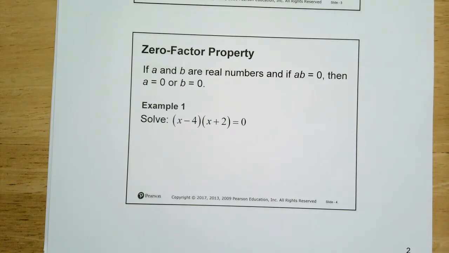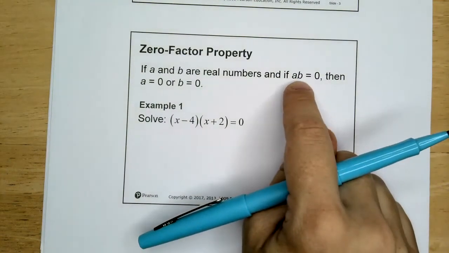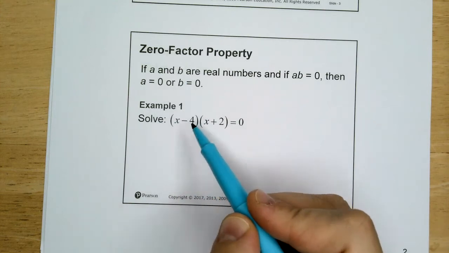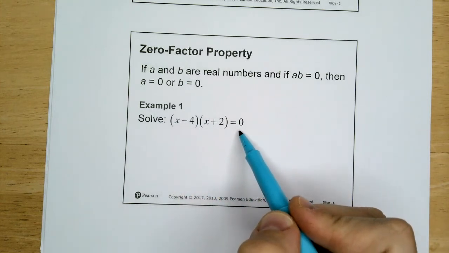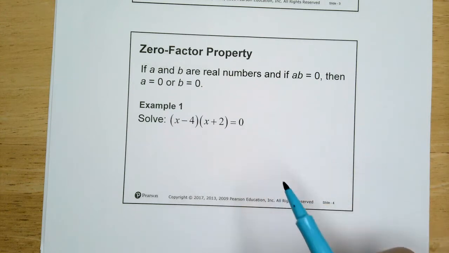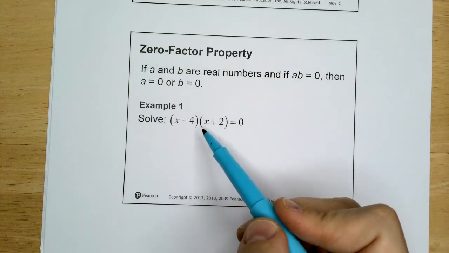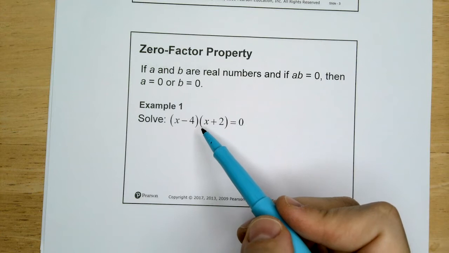The reason that we can solve by setting equal to 0 is because of the zero factor property. If a and b are real numbers, and if a multiplied by b equals 0, then either a equals 0 or b equals 0, right? Because I can't multiply two things together and get 0 unless one of them was already 0. So this quantity times this quantity equals 0 is true because one of them is 0. I know they are multiplied together because of this side-by-side parentheses. There's no plus and there's no minus.